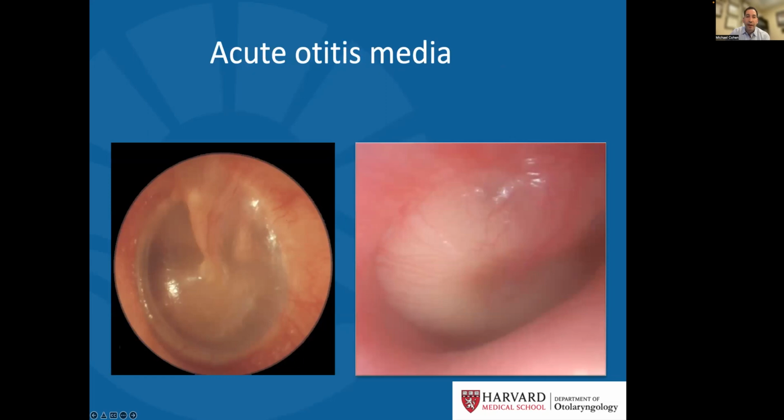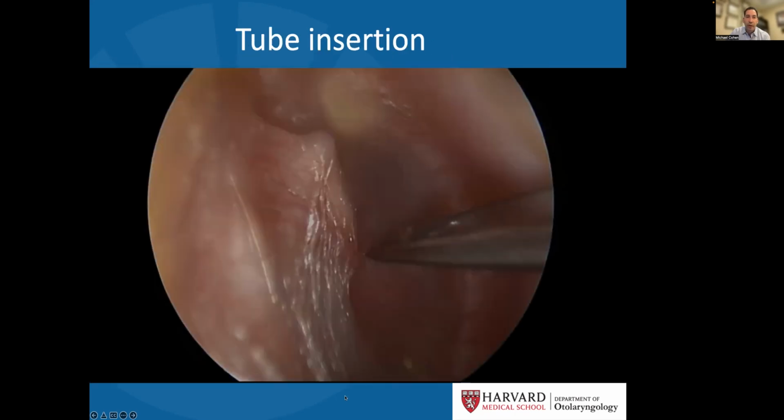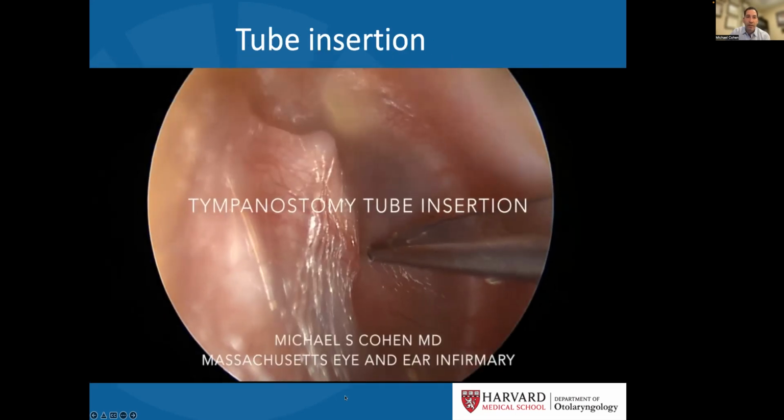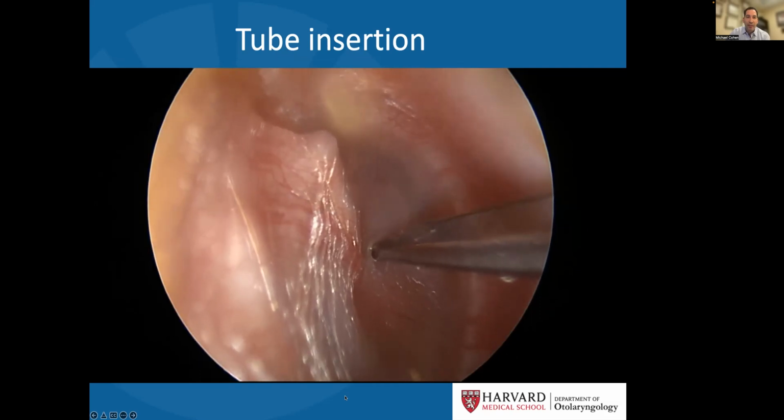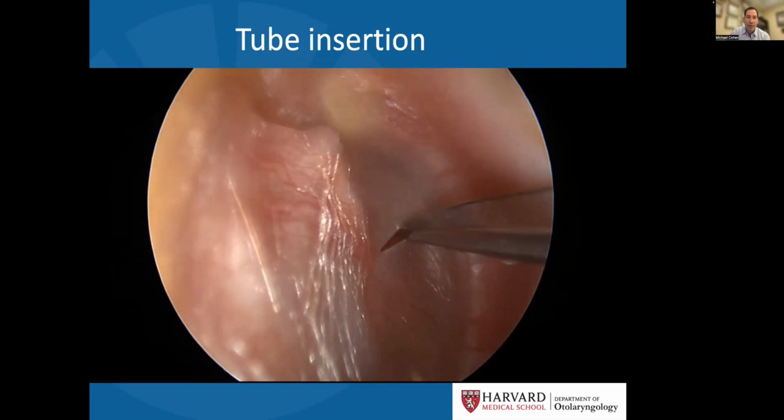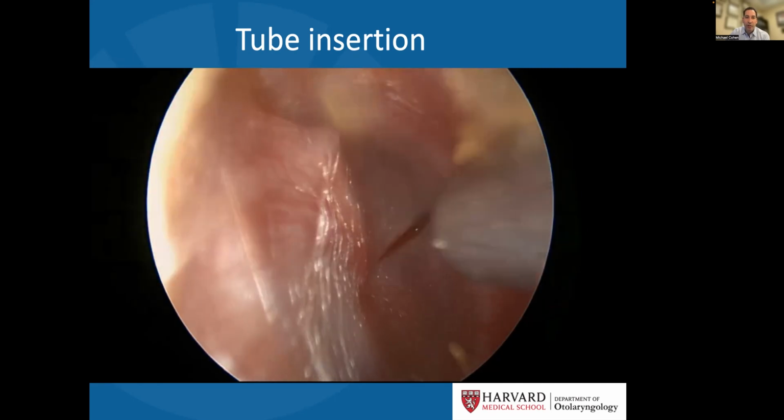Sometimes we have fluid that is infected, and this is an example of an ear infection. So we see just white stuff behind the eardrum. This is pus. It's very inflamed. The eardrum is bulging. That's an example of acute otitis media or middle ear infection. Now here's a little video, and this might be a little bit intense for some viewers. So we're showing a video of an actual ear tube insertion.